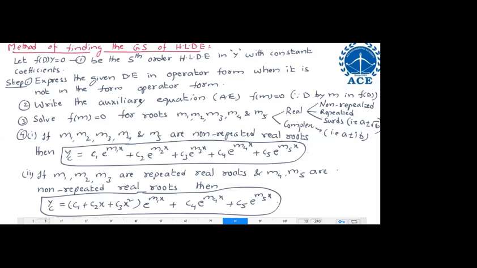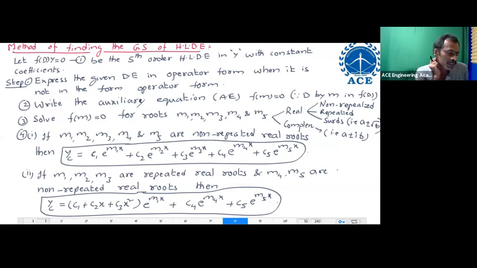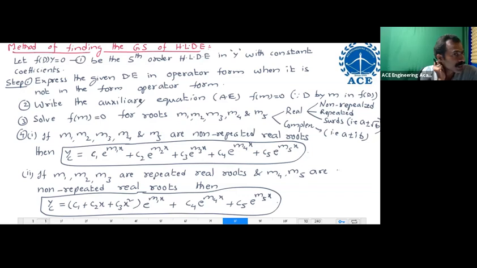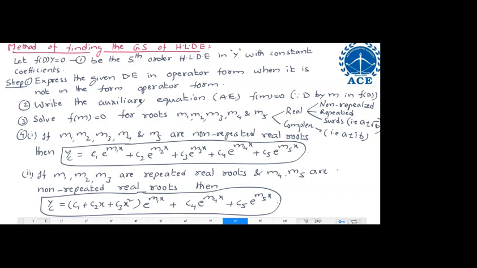Sir, I am asking: suppose there are 6 linearly independent solutions, and out of them we take 3 or 4 and represent them as a combination with constants K1 and so on. Will that be a solution of the given equation?